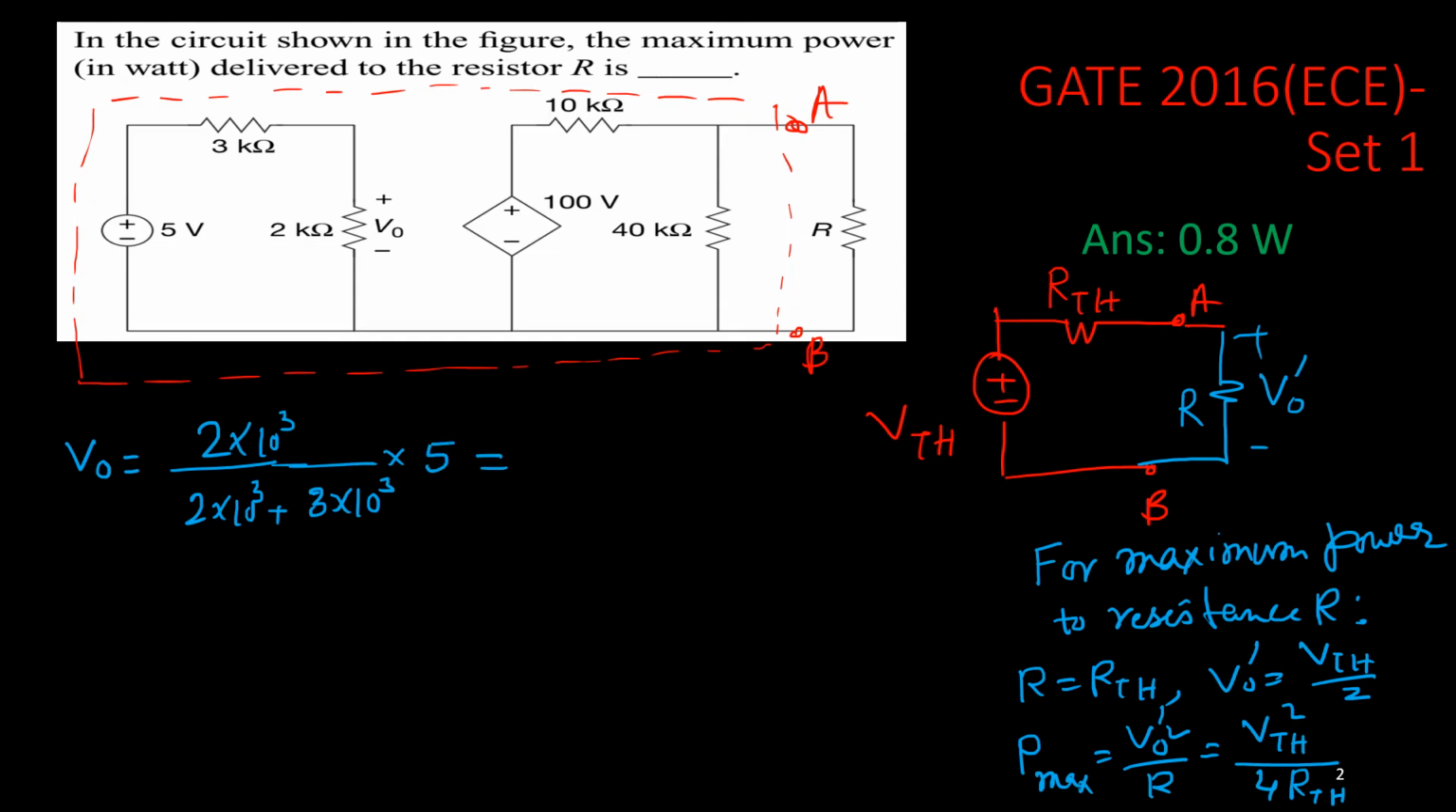Right? So 10 to the power 3 will cancel. So 2 by 5, 5 will cancel out. It's simply 2 volt, because the ratio is 3 is to 2. As the ratio is 3 is to 2, it is divided in some ratio. So it will be 3 volt across 3 kilo ohm and 2 volt across 2 kilo ohm. It's fine. So if it is 2 volt, V naught is 2 volt.